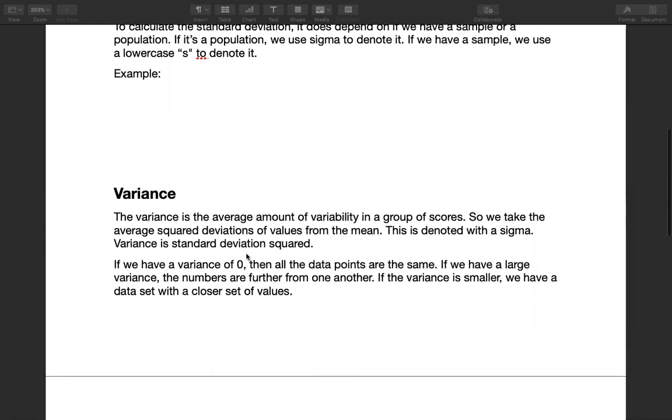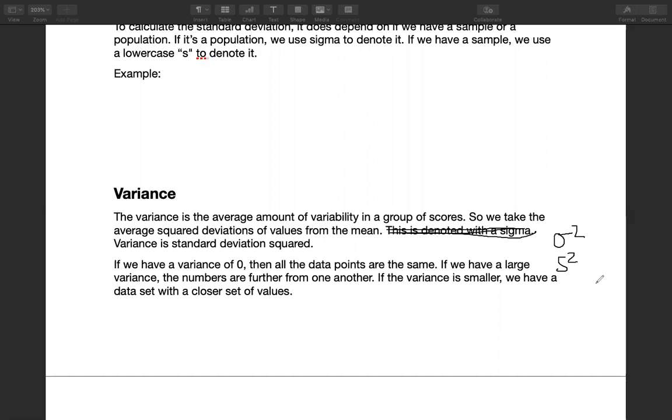And then variance is the last measure of variability. This is the average amount of variability in a group of scores. So we can take the average squared deviations of values from the mean. It's a fancy way of saying that it's standard deviation squared. Now, once again, oops, that is written incorrectly there. If we have a population, then it's going to be sigma squared. If we have a sample, it's going to be this little lowercase s squared.